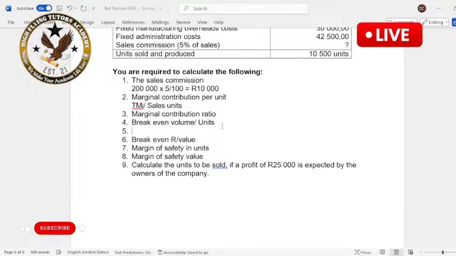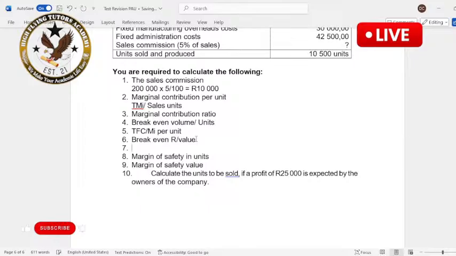Break-even point in units. Break-even point in units is total fixed costs, and you are going to use per unit here, ne? On the marginal contribution ratio, use the amount per unit. So break-even point in volume or unit is going to be total fixed cost divided by marginal income per unit. All right, and then break-even point in rand value. You take the break-even point in units that you calculated up there, and multiply by sales price per unit.